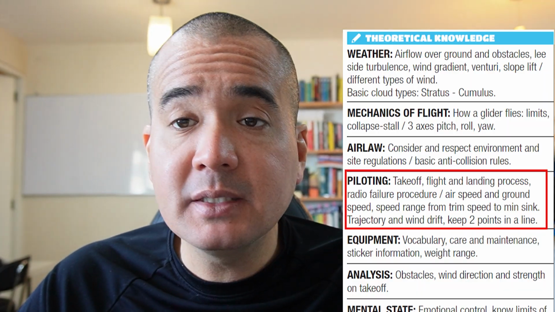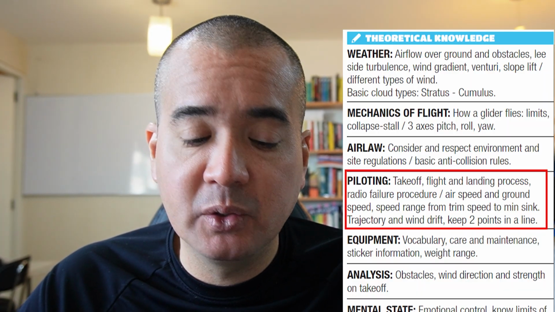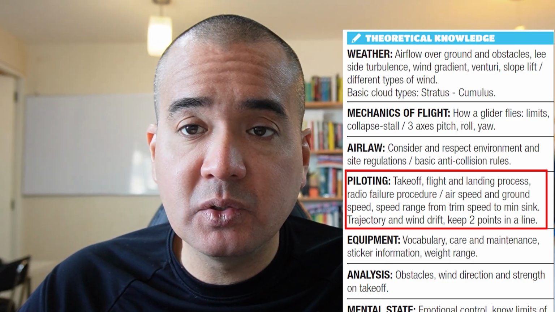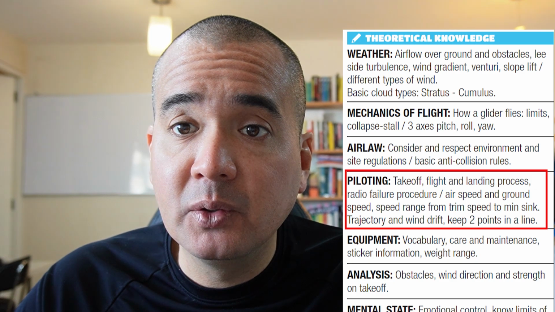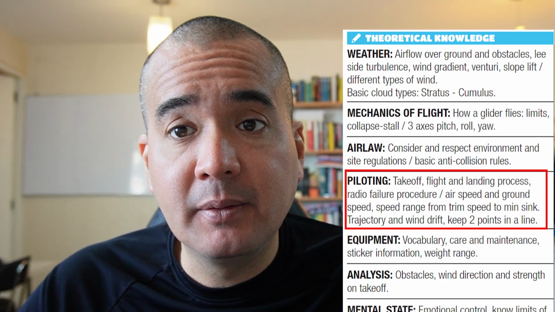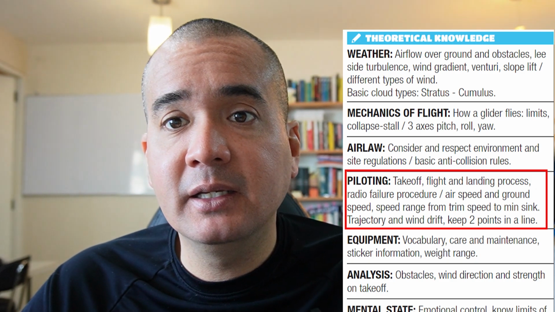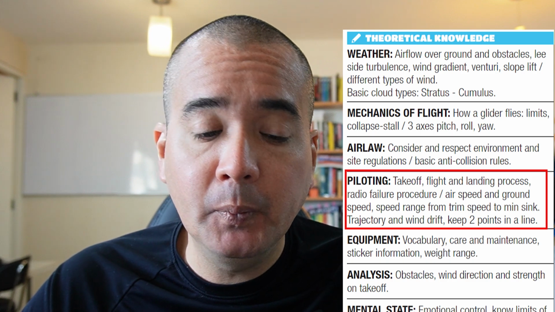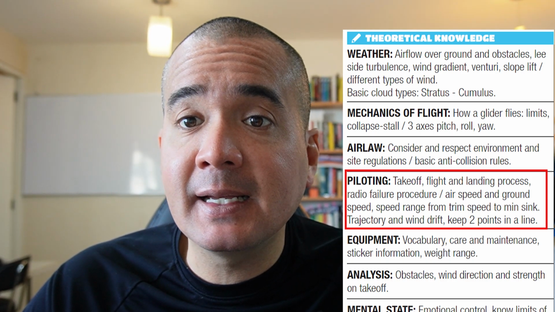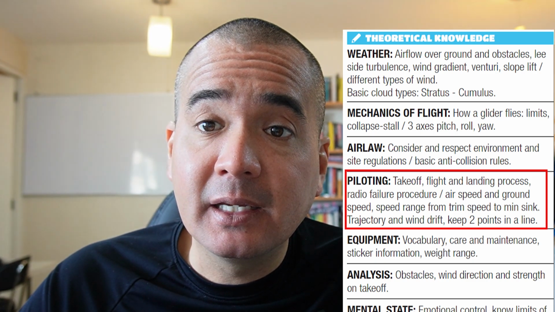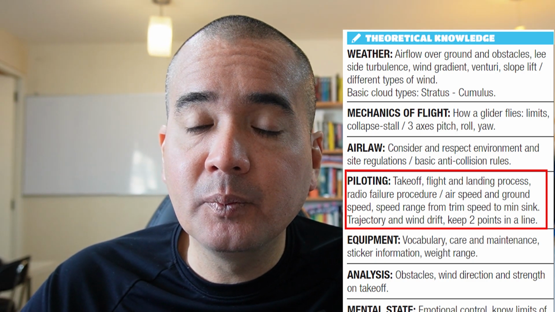This topic is a bit lengthy and covers several areas. We'll discuss the takeoff, flight, and landing processes, and what to do if the radio communication fails. We'll also talk about relative speeds, ground speeds, hands-up speed range, and the minimum sink rate, as well as trajectory, wind drift, and how to use two reference points.